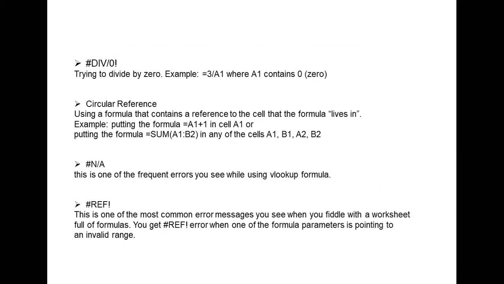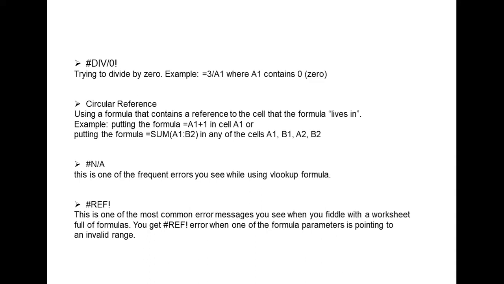Dividing something by 0 is actually not possible, so that will lead to a div error. Then circular references. A circular reference basically contains a reference to the cell that the formula lives in. For example, let's say you put A1 plus 1 in cell A1, or putting A1 into B1. These types of references lead to a circular reference wherein the formula lives in it. So there is already a formula existing in that cell, and then you are again applying the formula with the same cell and the same reference. That will lead to a circular reference.